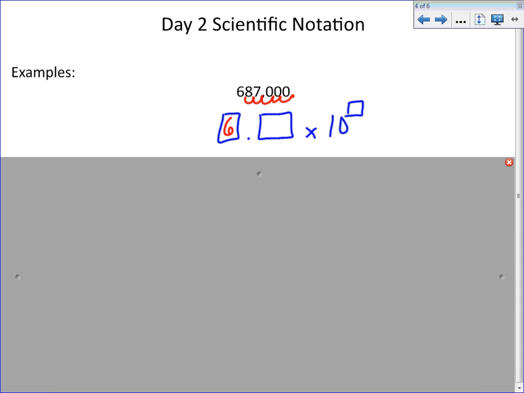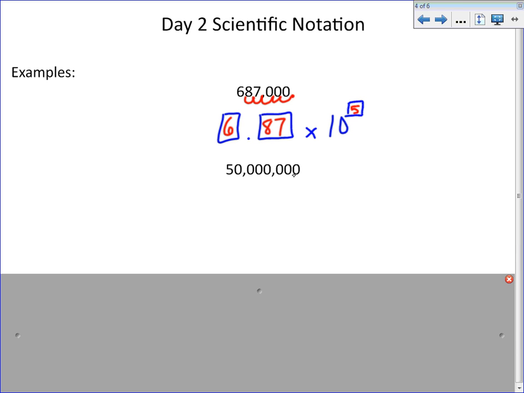6.87 is bigger than 1, less than 10. That's what we want. And now we need to figure out how many times we moved the decimal. We went once, 4, 5 times. So we'll put a positive 5 there. Because we moved the decimal to the left, the exponent is positive. The way I like to think of it is positive exponents should give big numbers. 687,000 is definitely a big number.